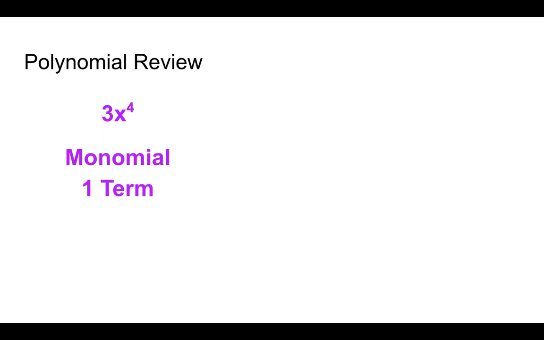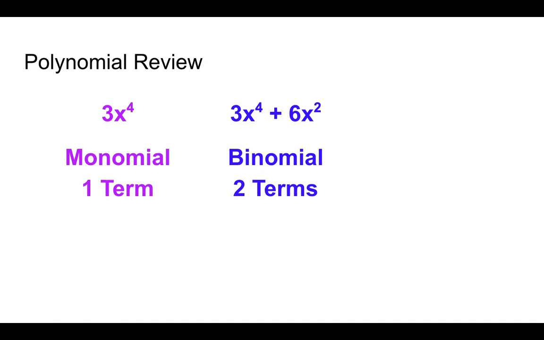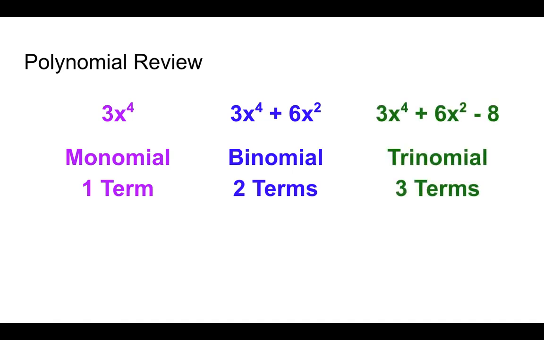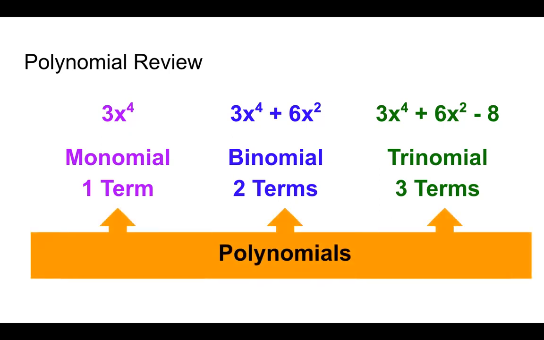One term is considered a monomial. Two terms is a binomial. We have 3x to the fourth plus 6x squared. That's how we read that. Three terms is a trinomial, 3x to the fourth plus 6x squared minus 8. All of these together have many terms, and they are called polynomials. They're multiple terms being added or subtracted.